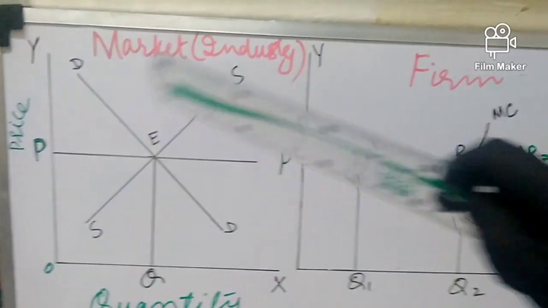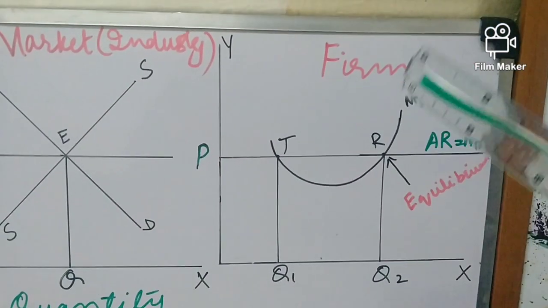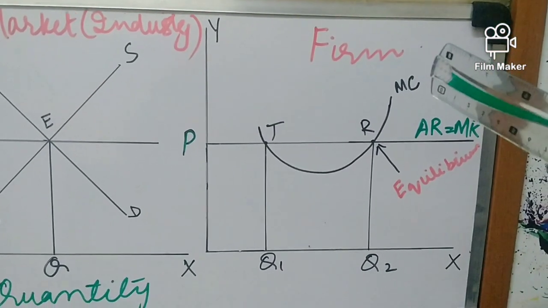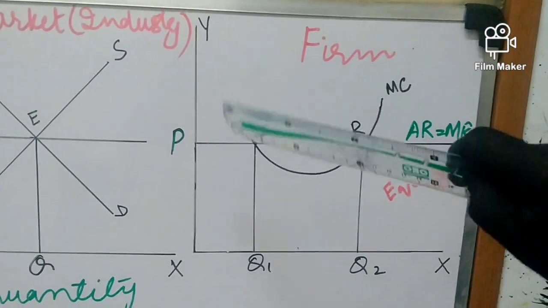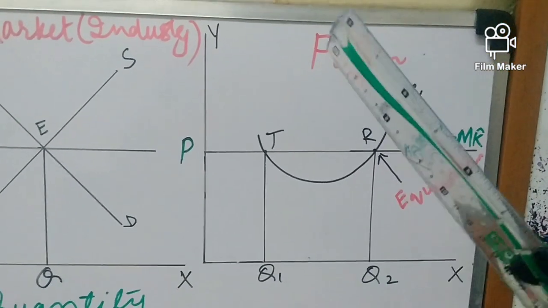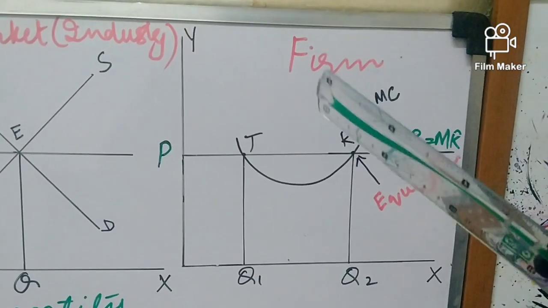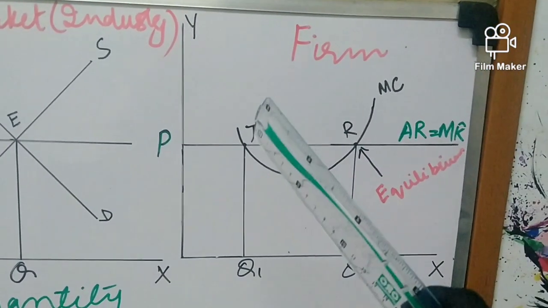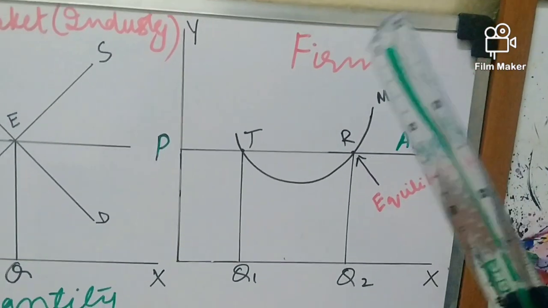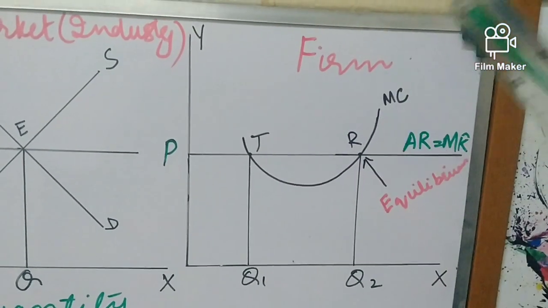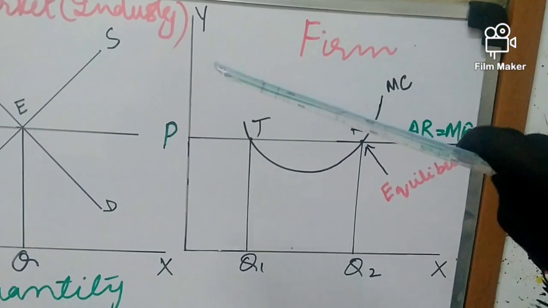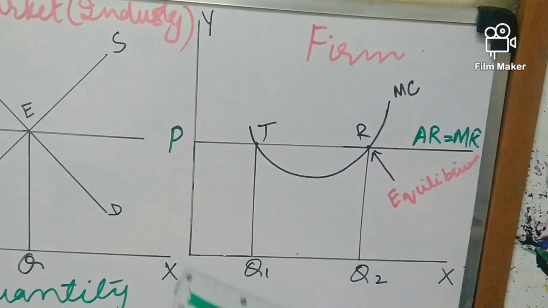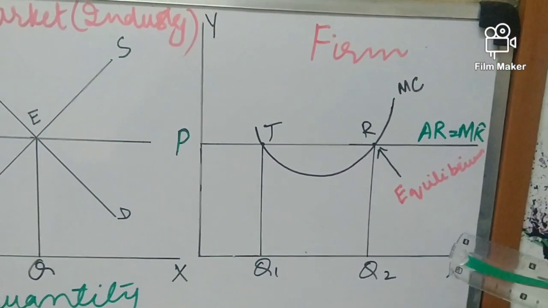Now we come to the second part of the figure. In this part I have drawn the equilibrium under perfect competition in case of the firm. In case of the firm, there are two conditions of the equilibrium. First is MC is equal to MR, or marginal cost is equal to marginal revenue, and the second is MC cuts MR from below, not above. Again, in this part of the figure we have taken price on the y-axis and quantity on the x-axis.